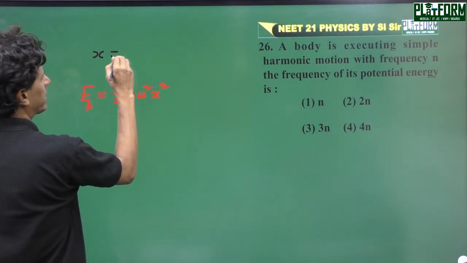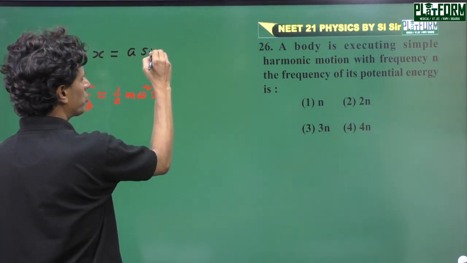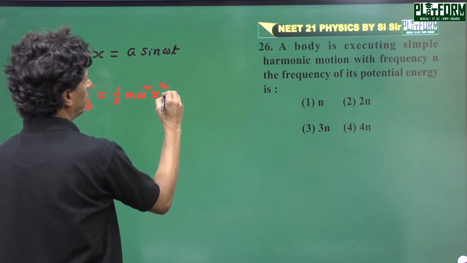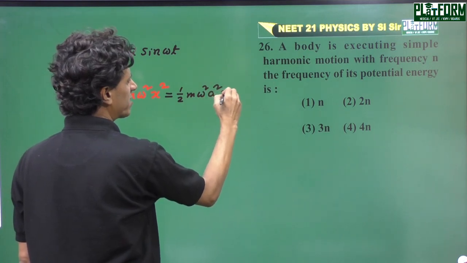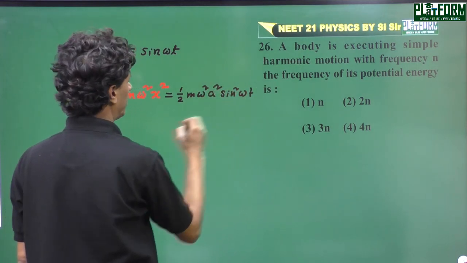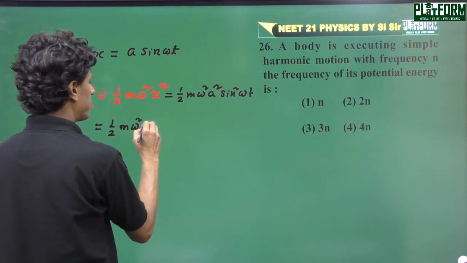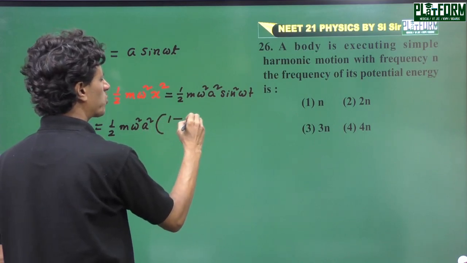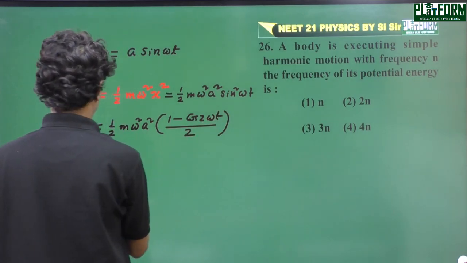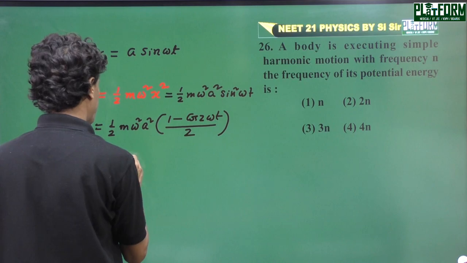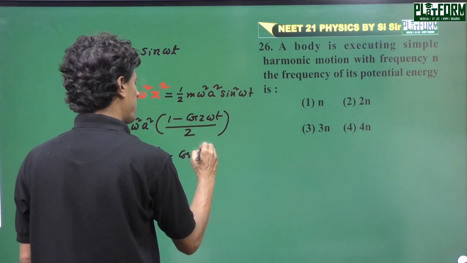And you know, for a particle executing SHM starting from the mean position, we can write x is equal to a sin omega t. The potential energy is half m omega square a square sin square omega t, and it is half m omega square a square (1 minus cos 2 omega t) by 2, and finally it is 1 by 4 m omega square a square (1 minus cos omega prime t).